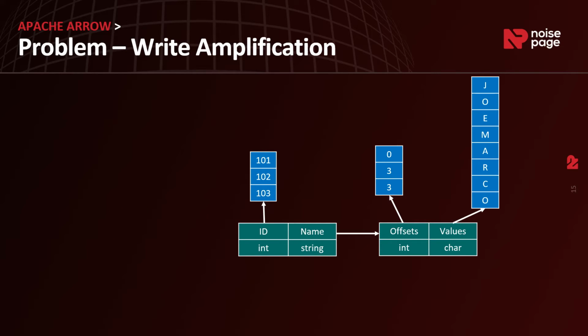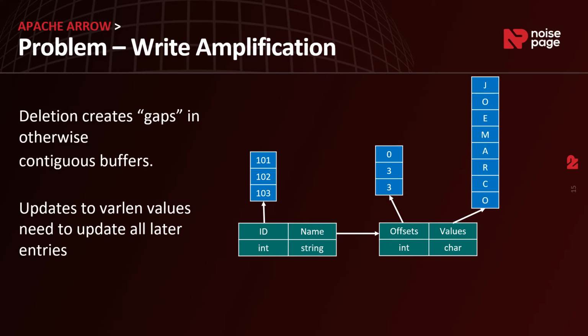This is a very efficient representation if you're scanning through a table. However, there are two major problems with it if you're to modify the data. Deletion and varlen updates can both cause the program to change all N tuples, in the worst case, to maintain the Arrow invariant of contiguous data in memory.